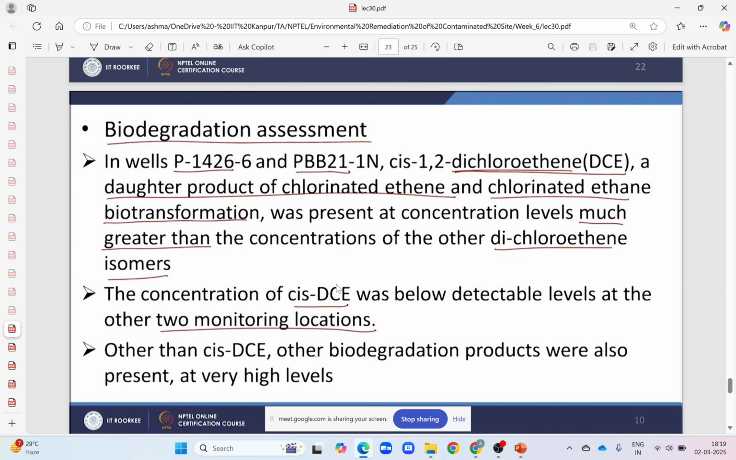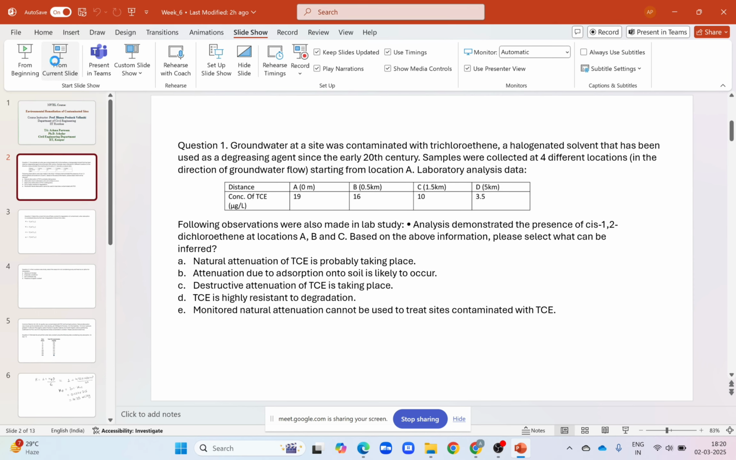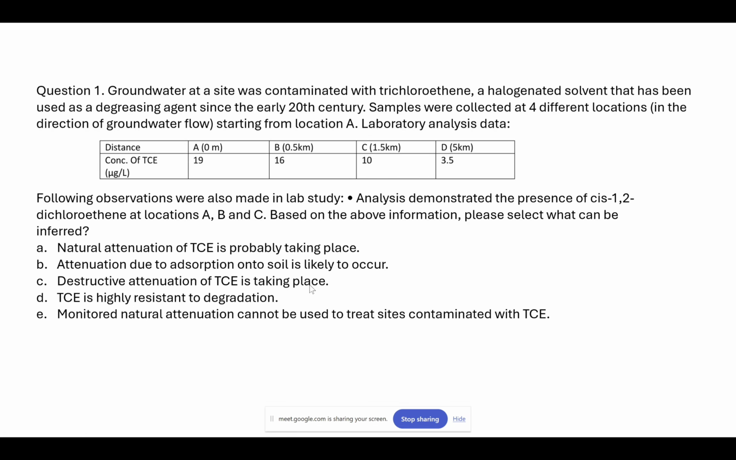So now let's go to the question part. This is the first question. The question is: groundwater at a site was contaminated with trichloroethene, a halogenated solvent that has been used as a degreasing agent since the early 20th century. Samples were collected at four different locations in the direction of groundwater flow, starting from location A.